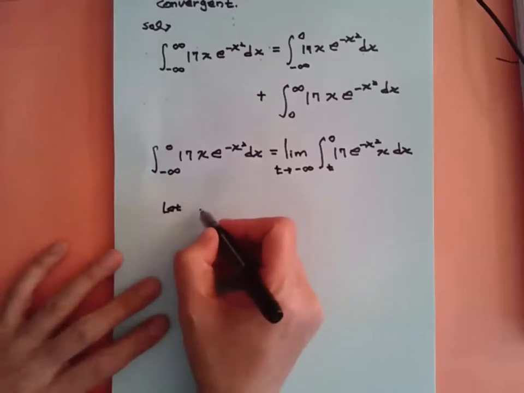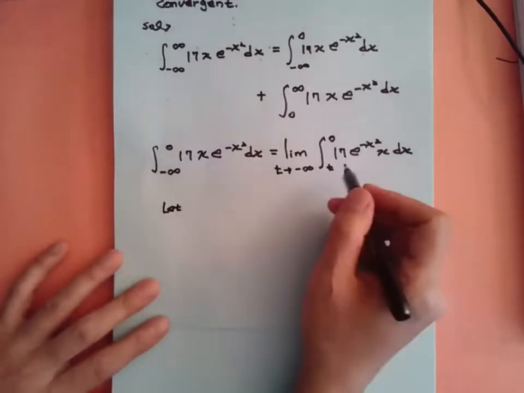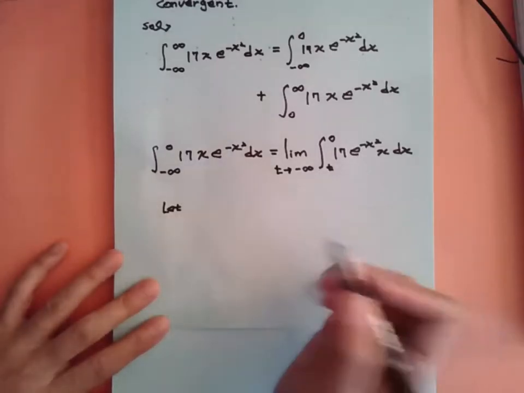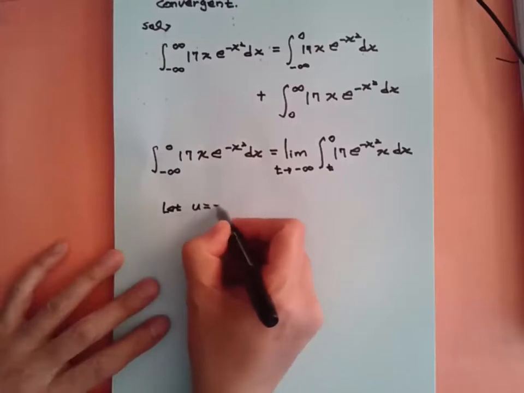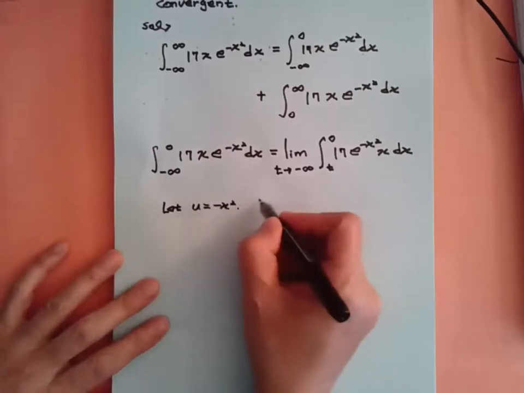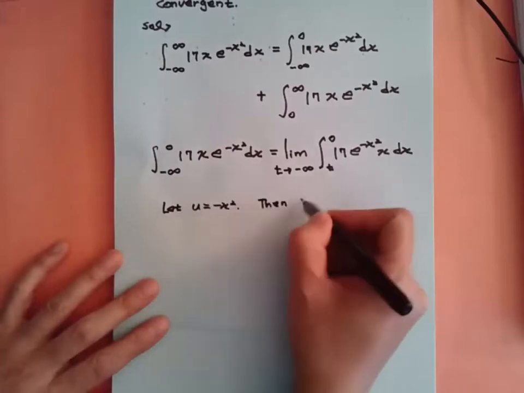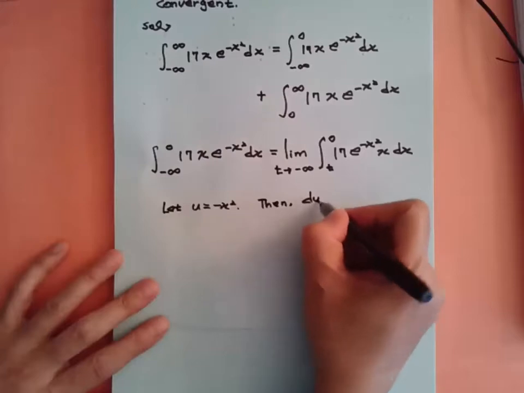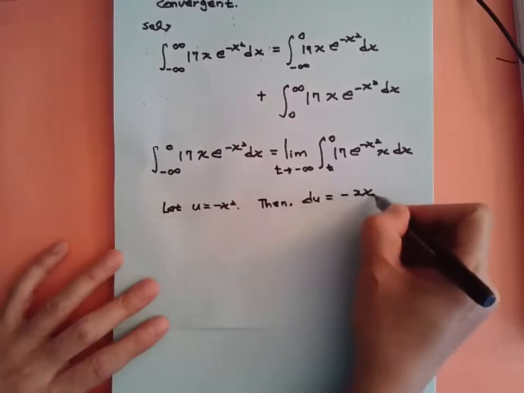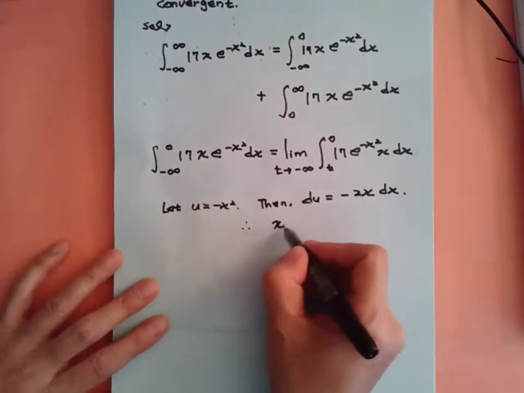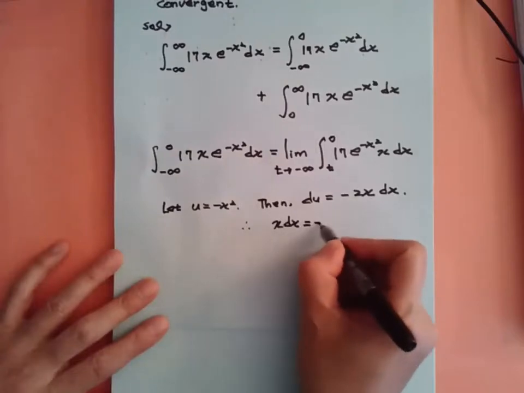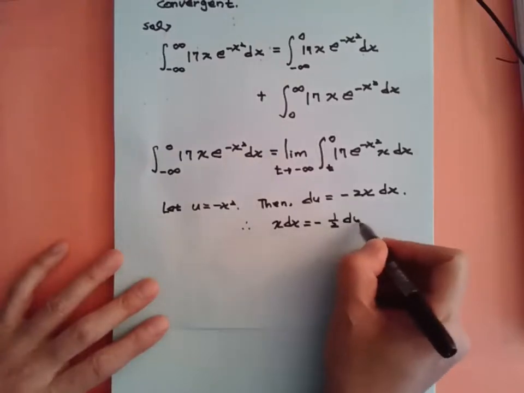What we want to do is the substitution method. So u equals minus x squared, then its derivative is minus 2x dx. So what happens here is x dx equals minus 1 over 2 du.